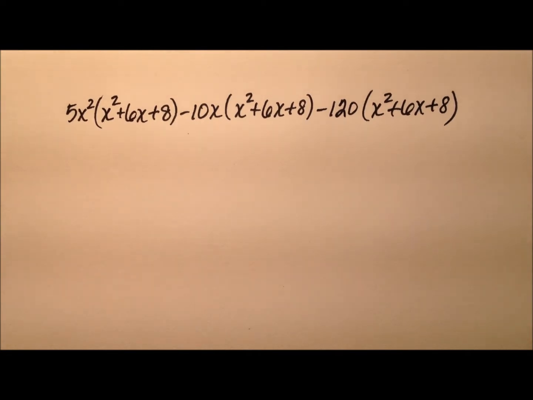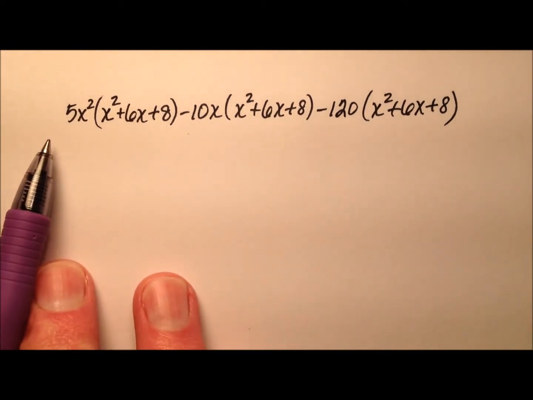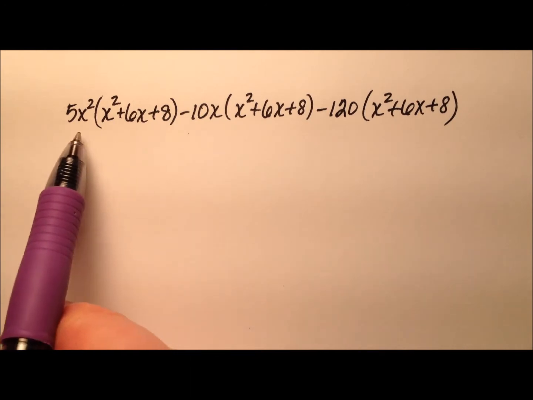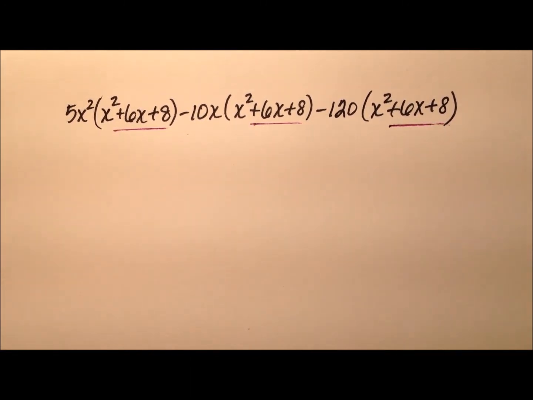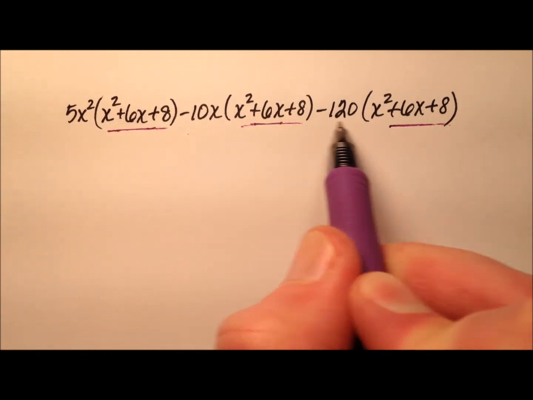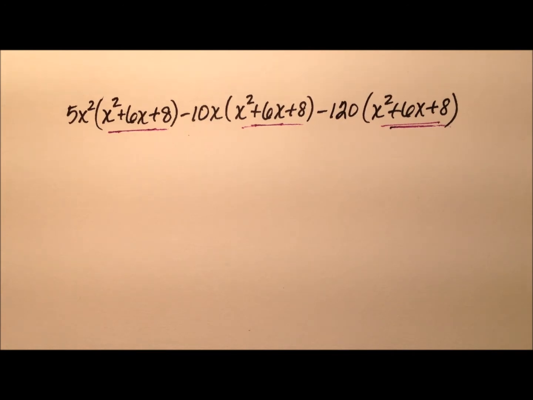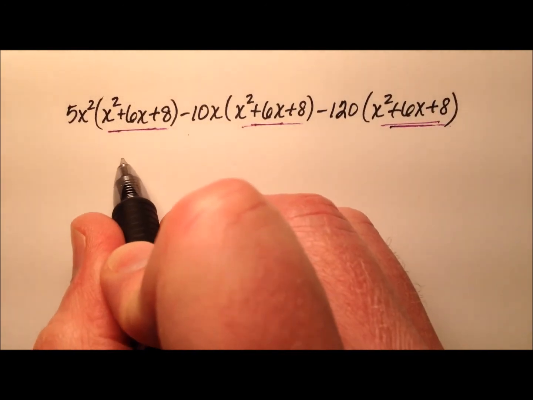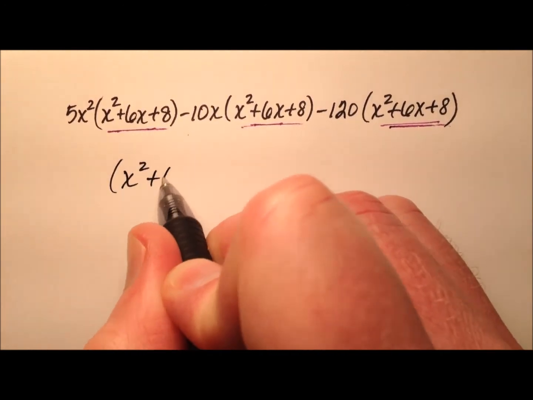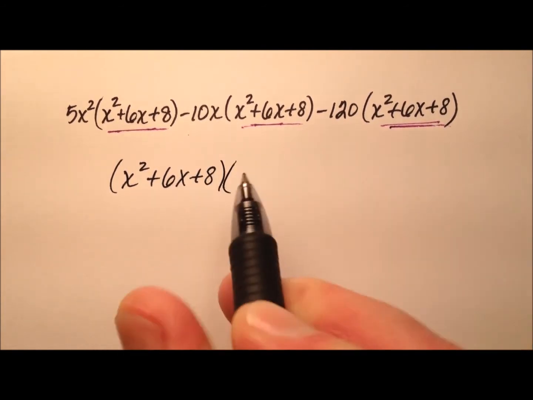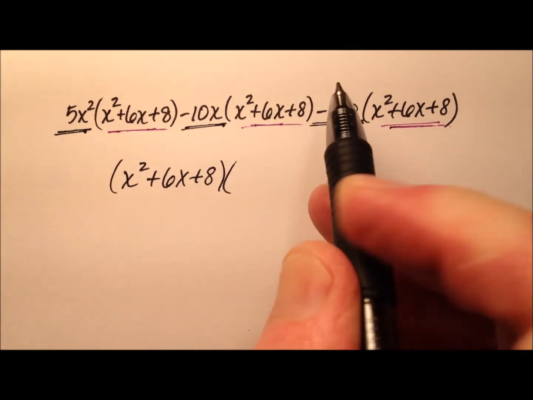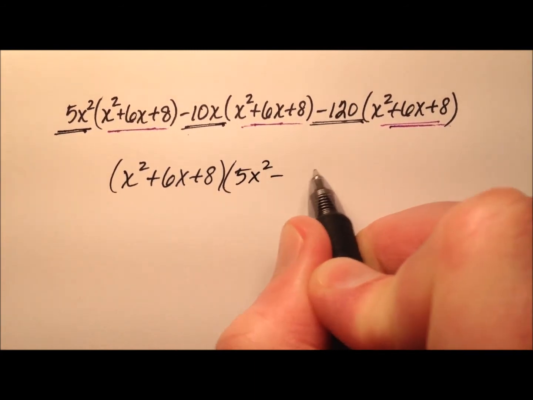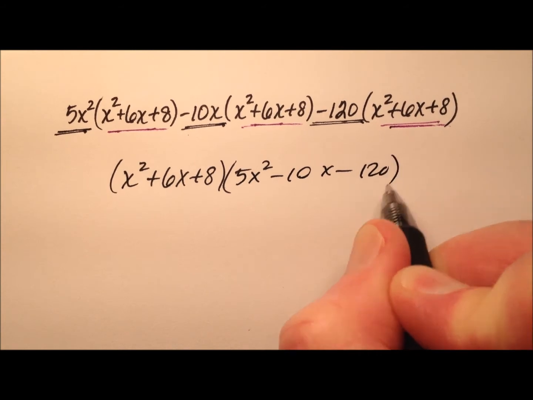In this example, we're going to factor this algebraic expression, and it looks like we already have these leftover terms. It looks like we're in the middle of factoring by grouping. So I can factor out these x squared plus 6x plus 8 terms and see what we have left here. If we do x squared plus 6x plus 8, what we're left with is the 5x squared, the minus 10x, and the minus 120. So go ahead and write those there.